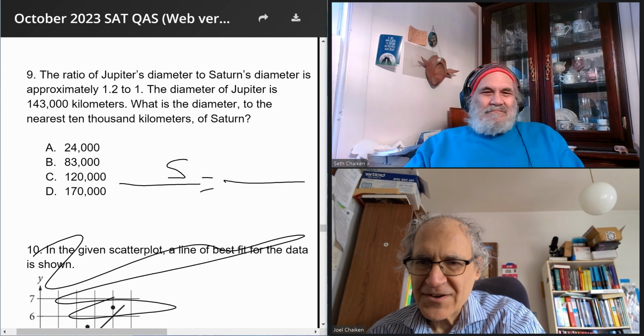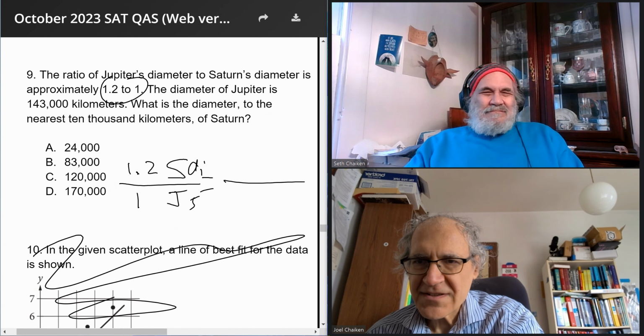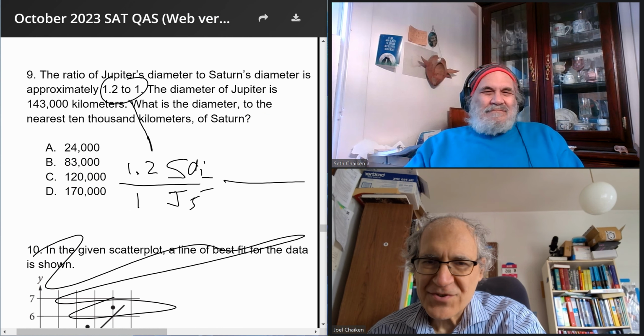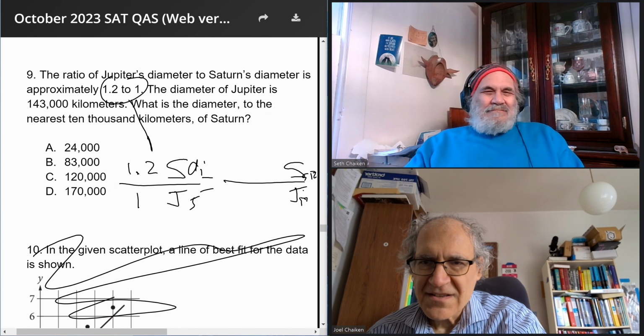This is Saturn's diameter. This is Jupiter's diameter. The ratio, Saturn is 1.2. Jupiter is 1. That's where these come from. Oh, I forgot. I should put the units in first. This is Saturn's size. This is Jupiter's size. So Jupiter is 1.3.